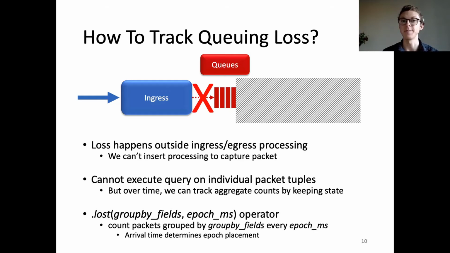However, over time, we can track aggregate counts of queuing loss by keeping state on the ingress and egress pipelines. So we introduce a lost operator, which counts packets grouped by a set of fields specified by the query and reports results every epoch milliseconds, where the arrival time of packets determines which epoch the packet is placed in.